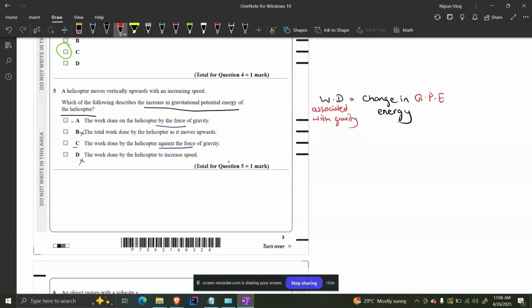So work done associated with gravity, and helicopter is moving upward. Gravity is acting downward, right? So surely work is done against the force of gravity, right? If the helicopter is moving upwards, the work is obviously done against gravity. But if the helicopter is moving downwards, the work is done by the force of gravity. So we broke down this question into two parts. First of all, we analyzed the basic equation, and we found that it is associated with gravity, and then we analyzed the direction, like to which direction should it act.